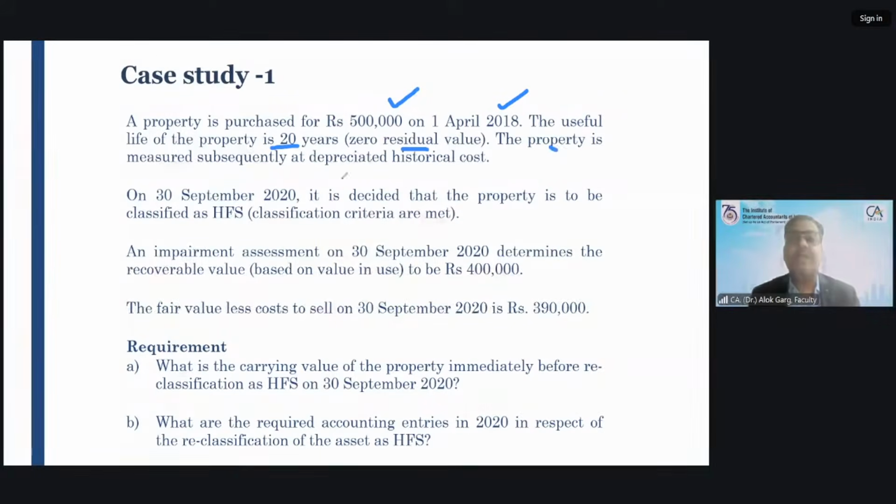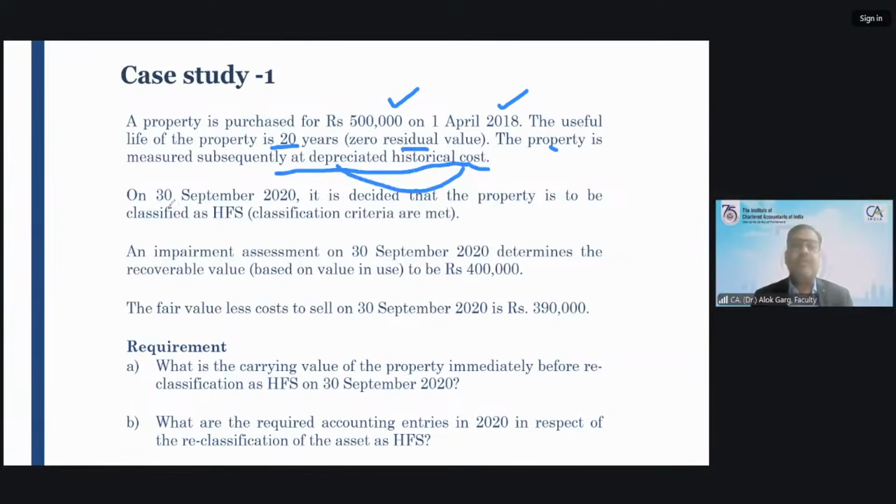The property is measured subsequently at depreciated historical cost. What is the meaning of this line? In Ind AS 16, at the time of subsequent measurement, there are two models. Number one, cost model. Number two, revaluation model. So this property is measured subsequently at cost model.